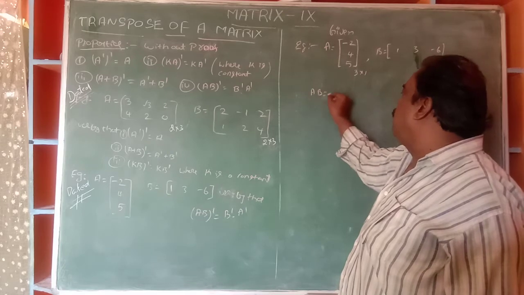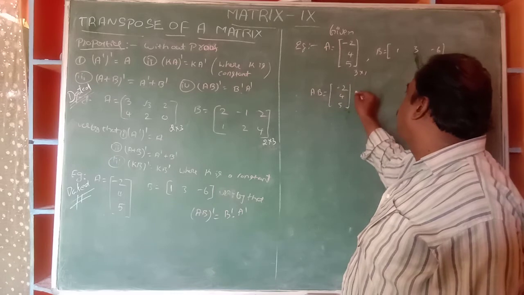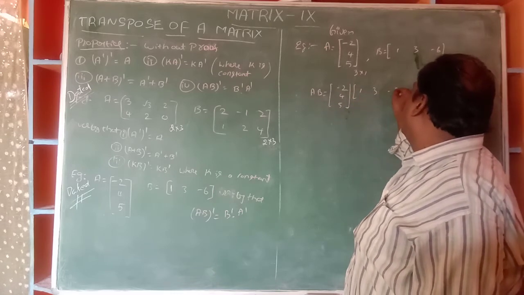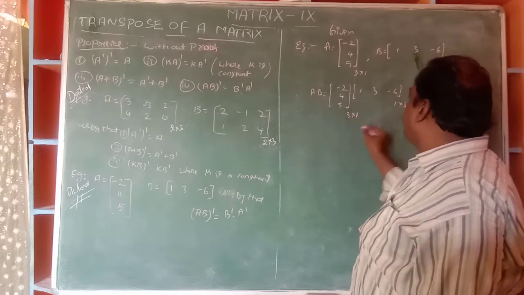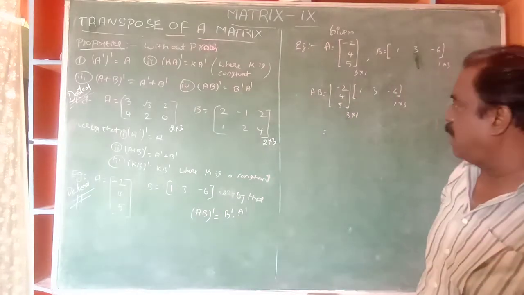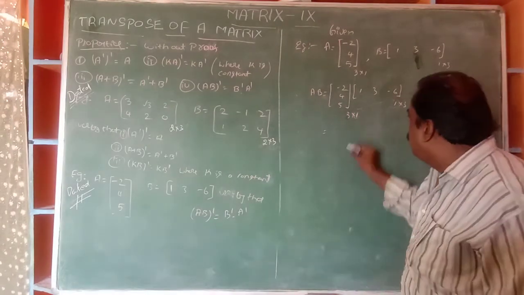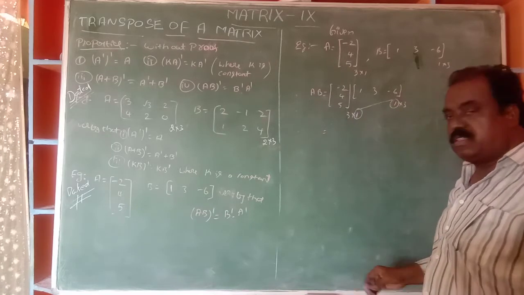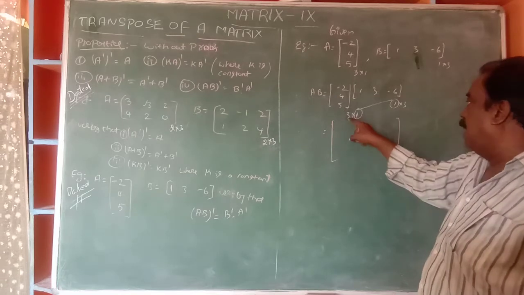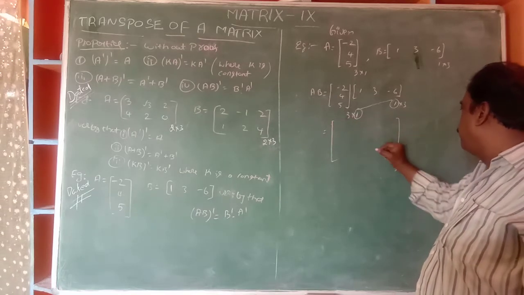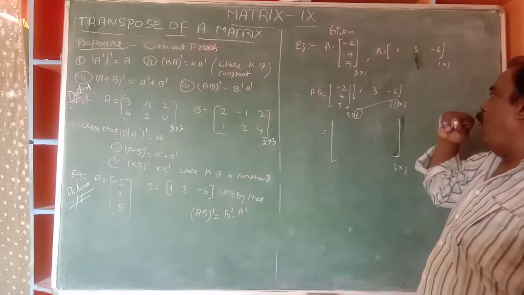First we find AB. It is -2, 4, 5 into 1, 3, -6. It is 3 by 1, it is 1 by 3. You see, be careful. Here number of rows, number of columns. Yeah, it is okay. It is ready to multiply. But the resulting matrix is a 3 by 3. Be careful. It is a 3 by 3, not 1 by 1.